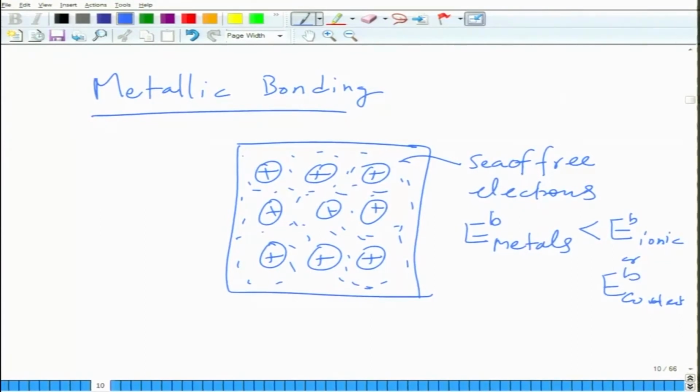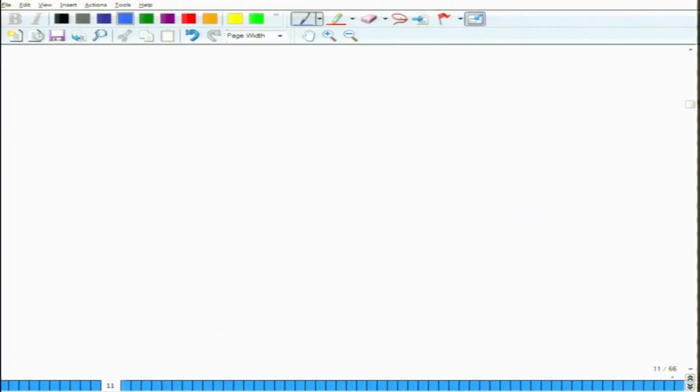Metals have lower bond energy as compared to ceramics, which are ionically and covalently bonded, but the metallic bond is fairly strong, it is not very weak, it is very strong as compared to secondary bonds, and this is typically the bonding in metals and their alloys. Okay, so now the other kind of bonding that we discussed was called secondary bonding.